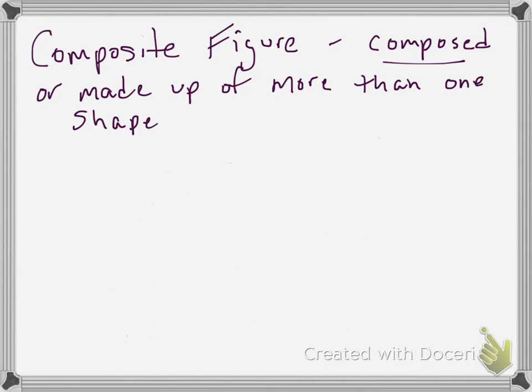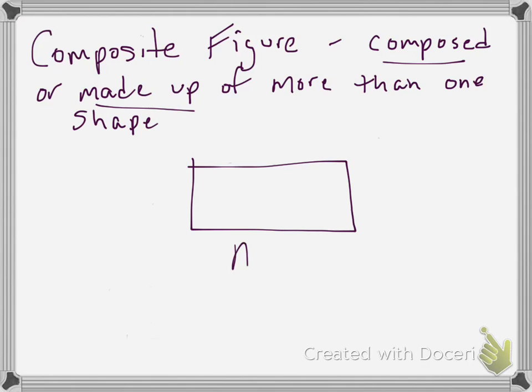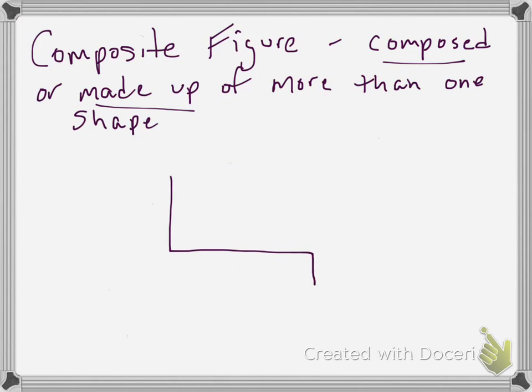A composite figure is a figure that is composed or made up of more than one shape. What does that mean? Well, here's a regular rectangle. It's not a great rectangle, but here's a regular rectangle. This is just one shape. So if you wanted to find the area of that shape, you could just plug your area formula in, base times height, and you would figure this out. No problem.